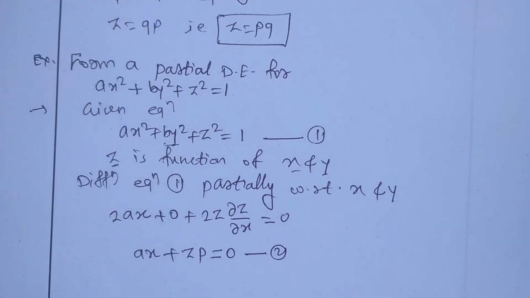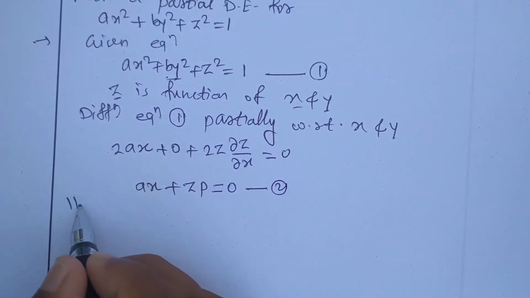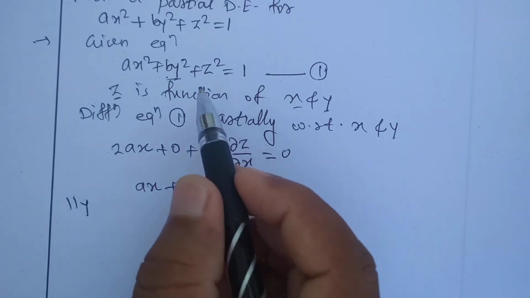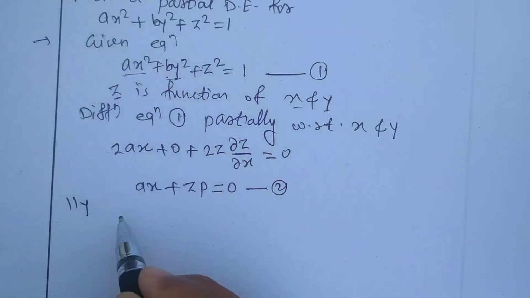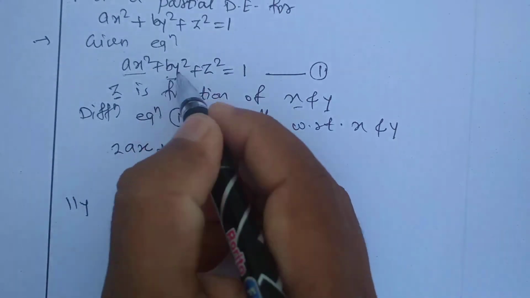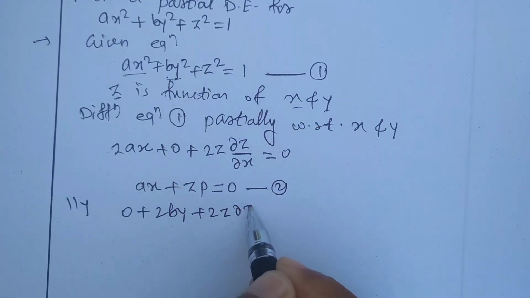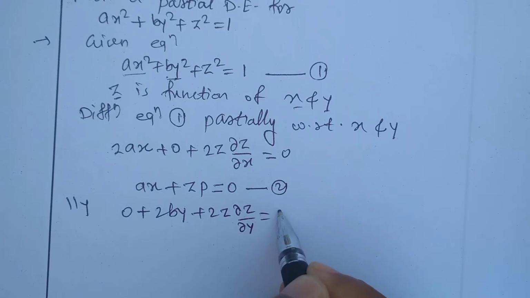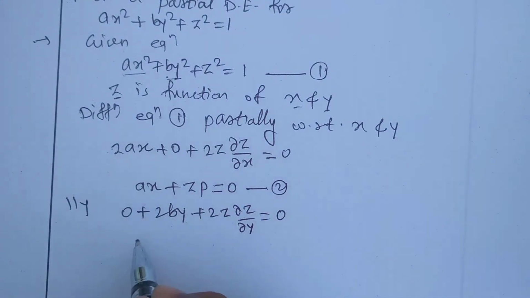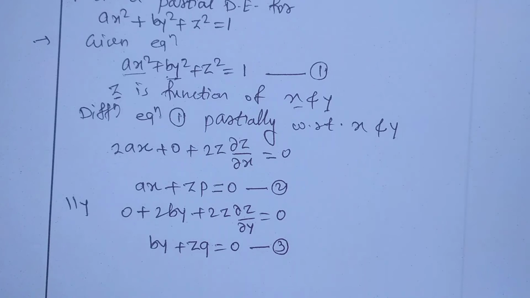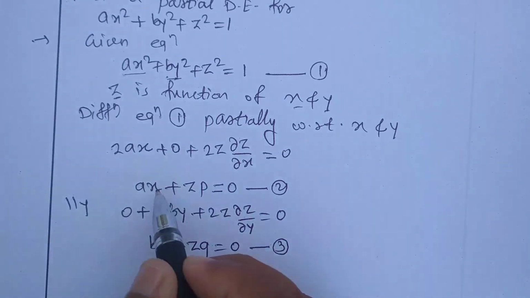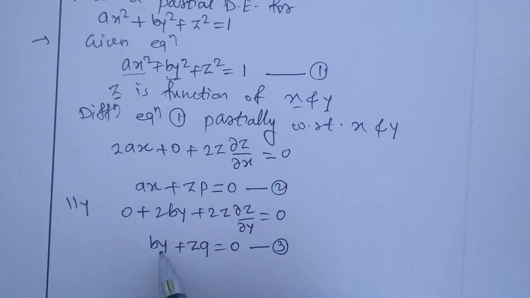Call it equation number 2. Now similarly, differentiate 1 with respect to y. So ax² is a constant term, its derivative is 0. The derivative of by² is 2by. The derivative of z² is 2z into ∂z/∂y, equals 0. Divide by 2 again, so by plus z into ∂z/∂y, that is q, equals 0. Call it equation number 3. Now find the value of a from 2 and b from 3.